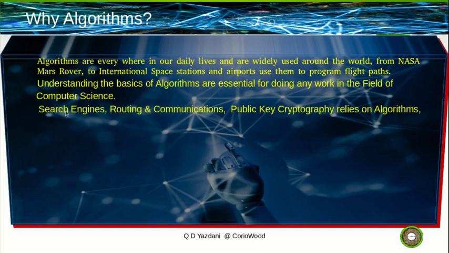Alright, as I said to you, search engines, which are Google, Yandex, Baidu, Yahoo, and Bing, all use algorithms, as do routing and communications. Public key cryptography relies on algorithms. And if you don't know, public key cryptography is like hashing. If you hash a password, or the banking system uses this, it's algorithms. All the banks, MasterCard, Visa, all these big institutions, they use public key cryptography.